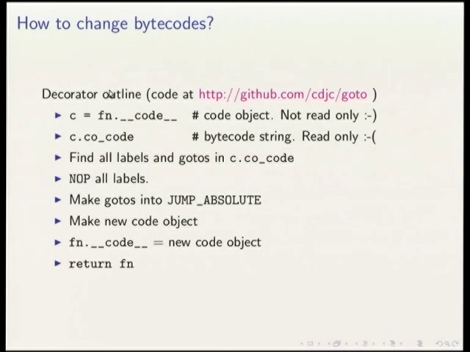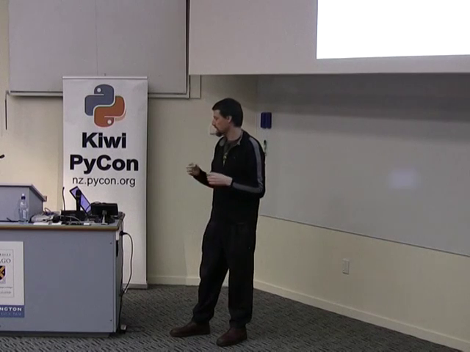And this is a very high-level view of the decorator. Fn, that's our function that we're decorating. We can pull out the code object from that. And that code object, as well as it's got a bunch, it says what all the globals are and local names are and so on. And it's also got this byte string, which is the co_code. That's the byte string, that's the opcodes that we want to change. So we dig in there, find all the labels and the gotos in that byte string.